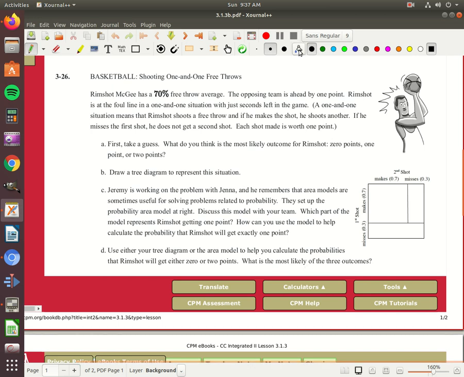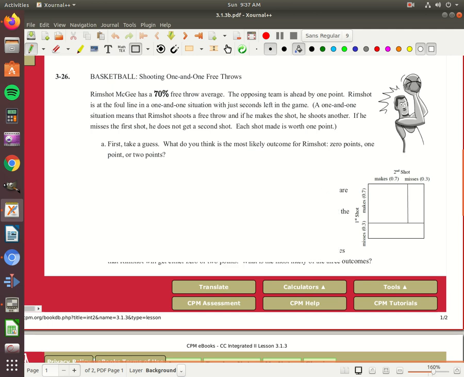So the reason why I did that is because I wanted to read ahead, because I'm going to have these two right next to each other. So essentially what we're going to do is I'm going to make a tree diagram on the left, and then we're going to have the area model on the right. And we'll just compare and make sure they have all the same information, and then everything's okay.